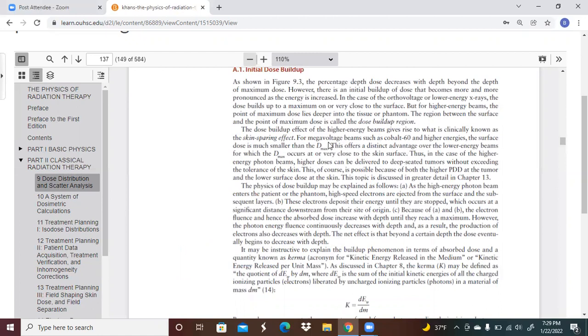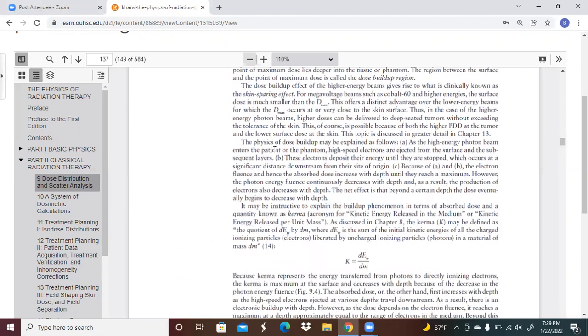So for megavoltage beams, such as cobalt 60 and above, the surface dose is going to be much, much smaller than what it would be for orthovoltage. One way to think of it is that you've got a high energy photon beam entering the patient, and so high speed electrons are ejected from the surface and subsequent layers. Those electrons deposit their energy until they are stopped, which occurs at a significant distance downstream from their site of origin.